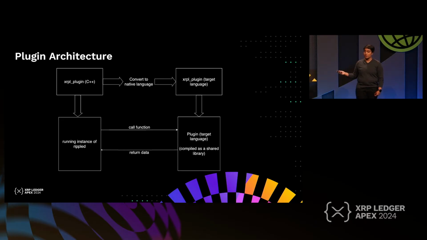And then that library is called by RippleD, and it pulls all the data that it needs as it needs it, and it runs the code in the plugin as it needs to.